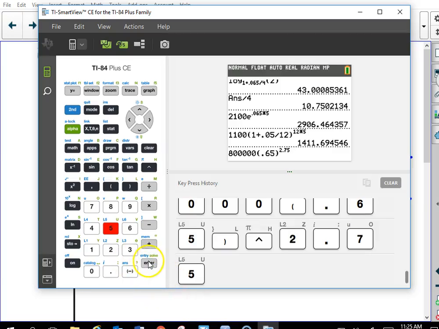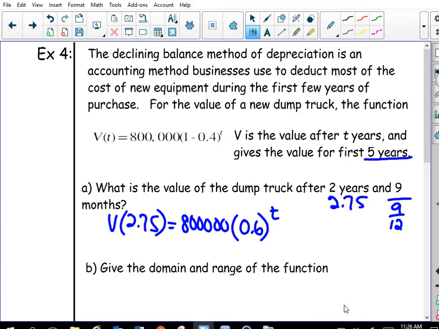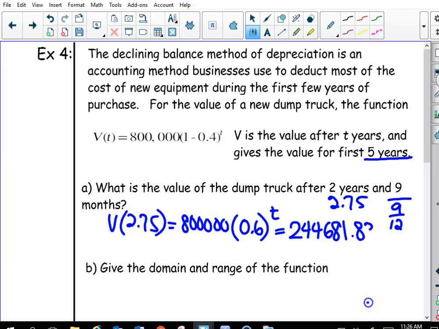Okay, so again, the bottom line looks like the value goes down to 244,681.83 cents. 244,681. Now, I'm rounding to the closest penny, so I'm rounding on that third digit, which is greater than 5. And the reason I'm being picky about this is because I kind of think the quiz is going to be picky as well. So 0.83.